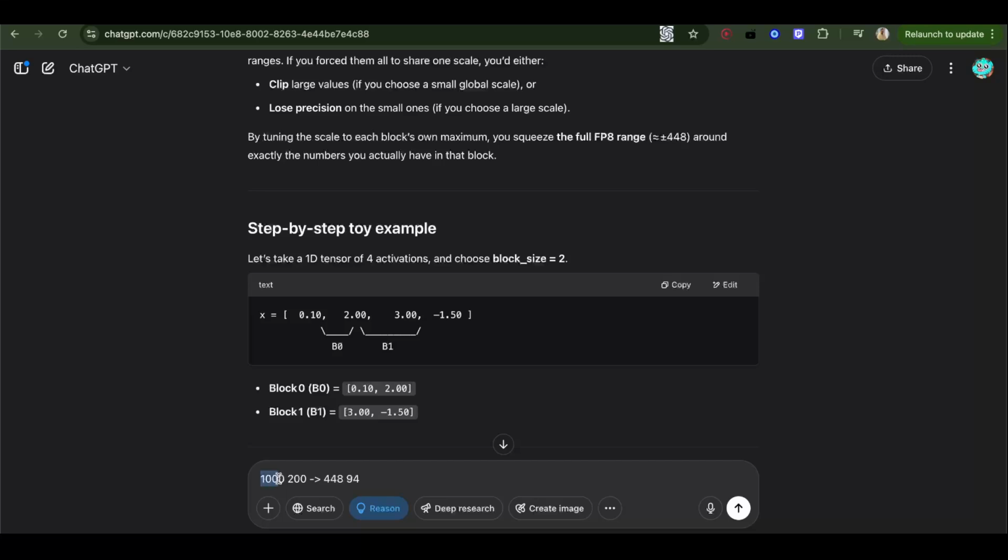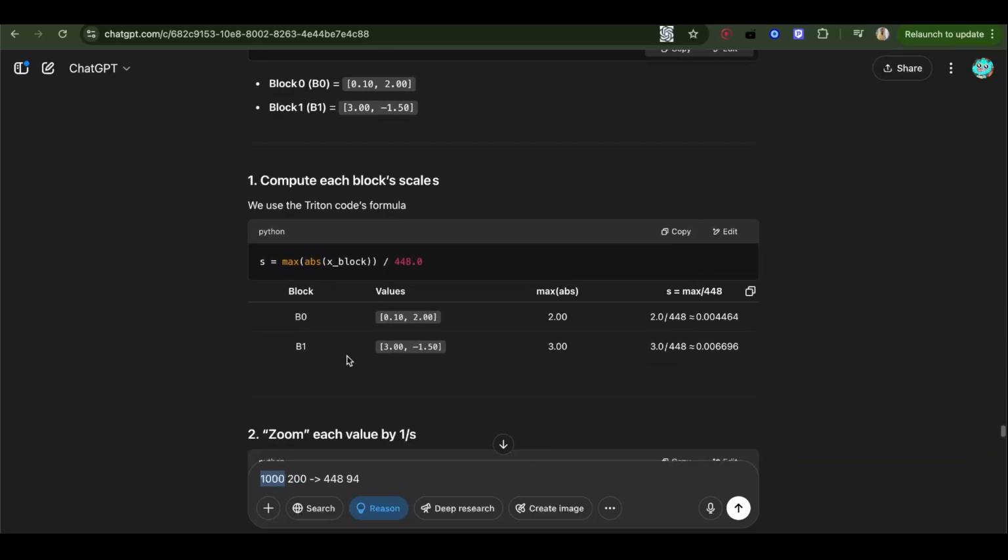So let's get back to our first example. We have the biggest, largest number, 1000. We need to scale it down to 448. So the biggest number should be 448. First, we will calculate this scale. By how much should we scale this down? Here, we will take the maximum absolute value. So if this was -1000, we would still take this 1000 because its absolute value is the highest.